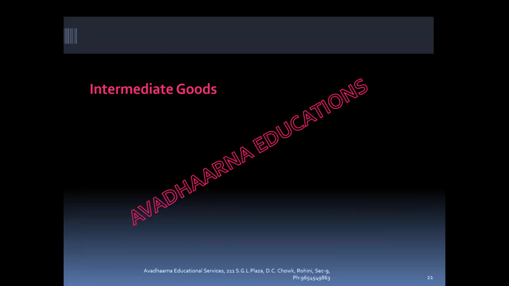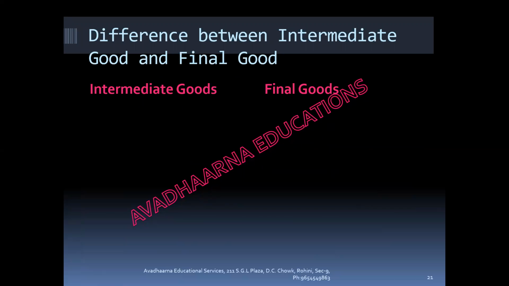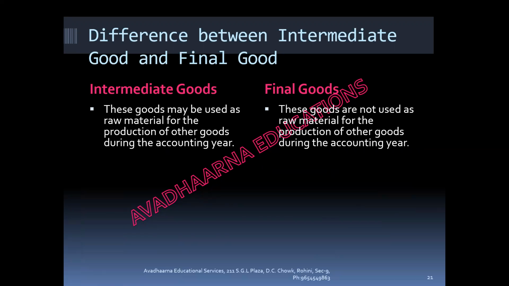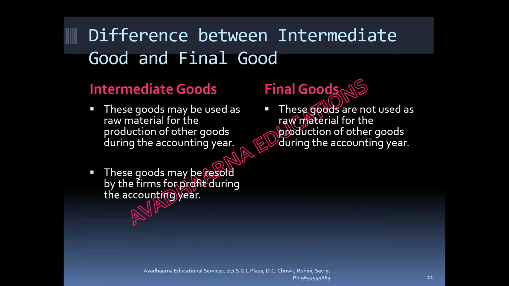Now we have quoted many examples to make the distinction between intermediate good and final goods. So let's distinguish between the two, intermediate good and final good. The first point is intermediate goods are the goods that may be used as raw material for the production of other goods during the accounting year, whereas final goods are not used as raw material for the production of other goods during the accounting year. Intermediate goods may be resold by the firm for profit during the accounting year.